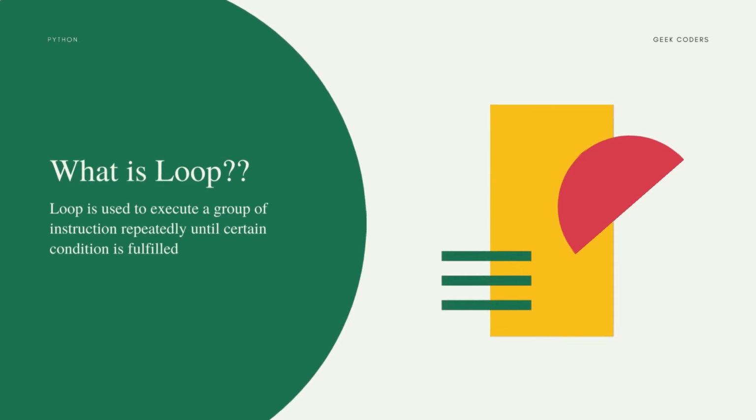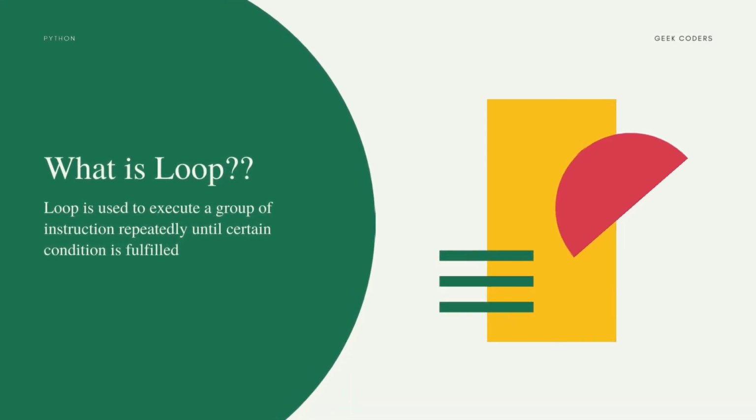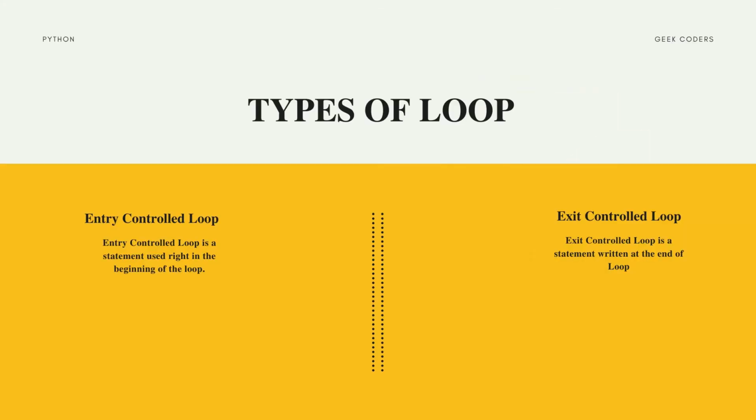Now, what is a loop? A loop is used to execute a group of instructions repeatedly until certain conditions are fulfilled. There are two types of loop: entry control loop and exit control loop. Entry control loops are written at the beginning and exit control loops are written at the end. Entry control loops are further divided into two parts: for loop and while loop.